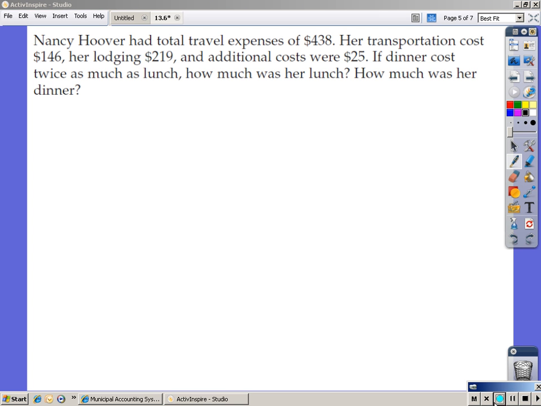All right. So Nancy Hoover had a total travel expenses of $438. Her transportation costs were $146, her lodging was $219, and additional costs were $25. If dinner costs twice as much as lunch, how much was her lunch and how much was her dinner? So we're going to let x equal lunch and 2x equal dinner.